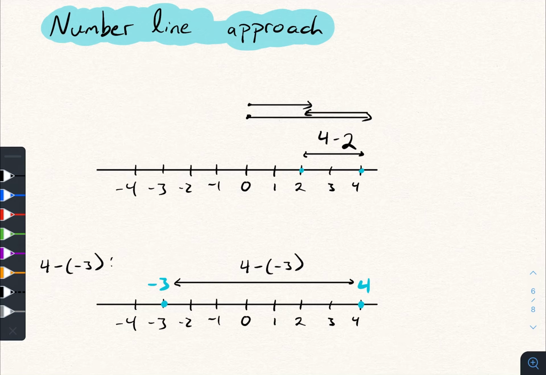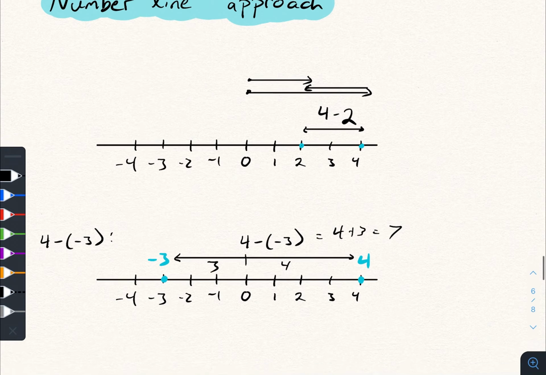All right, let's start introducing some integers in here. So 4 minus -3. So here's 4 all the way over here and -3 all the way over here. So again, bigger number minus smaller number. In these situations, bigger number minus smaller number is going to equal the distance between those two numbers, which we can see, we can split it up as 4 plus 3. So this is 4 plus 3. Again, another adding the opposite sort of situation. And so this distance is equal to 7. Okay.